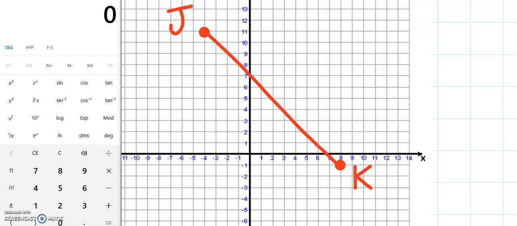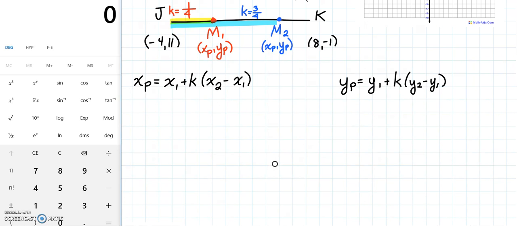All right, now some of you can do this visually. I'm going to go through the formula. I love the visual way, but I'm just going to go through the formula. Okay, so here I've rewritten the diagram. I've labeled in my 2 points, M1 and M2. Those are the 2 partitioning points. They like to call them M in this problem.